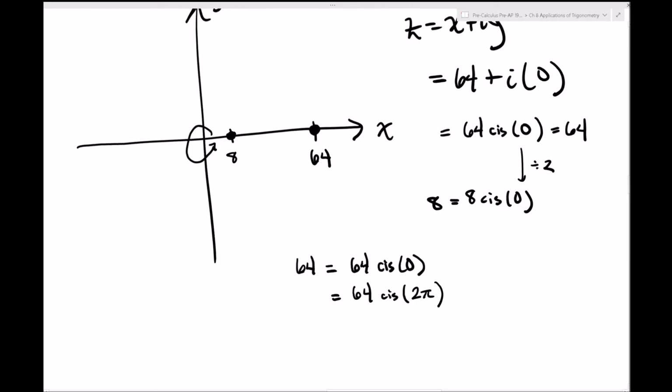So why did I do that? Follow the same procedure. Take the square root of z, which is 64 CIS of 2 pi. And we divide the angle by 2 because we're talking about a square root. So what's CIS 2 pi divided by 2? Well, first off, the square root of 64 is 8. CIS 2 pi divided by 2 is pi. So we've used this trick to find a second square root. And where's that at? 8 CIS pi.